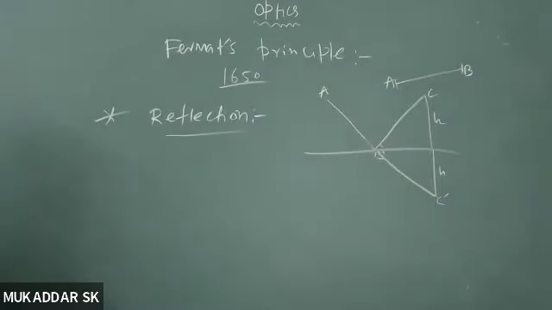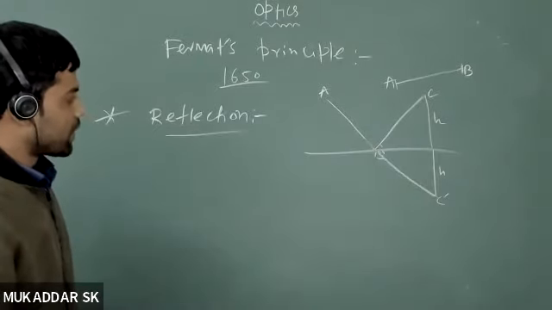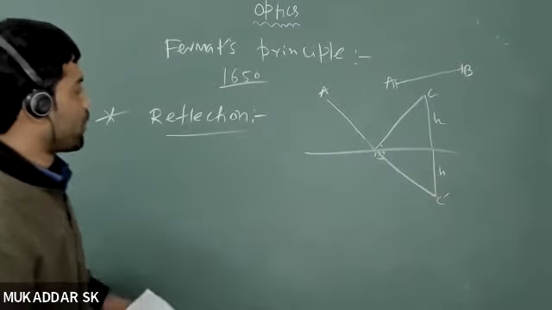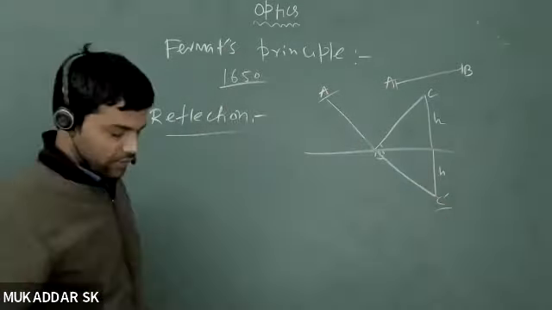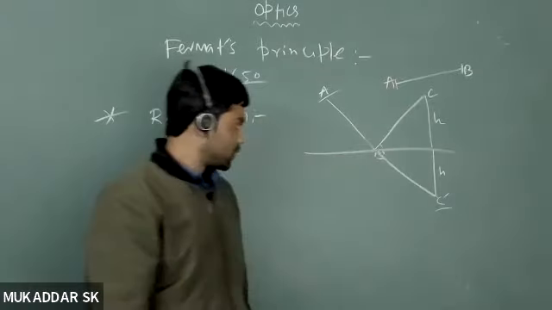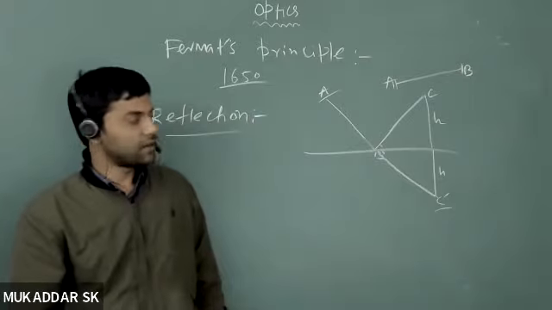ये line क्या है? Straight line है ना? Is it clear what I'm saying? This line is straight line. So हमको पता है कि दो पॉइंट के बीच में सबसे शॉर्टेस्ट जो डिस्टेंस है, that is actually straight line. दो पॉइंट के बीच में जो shortest distance होता है, that is straight line.